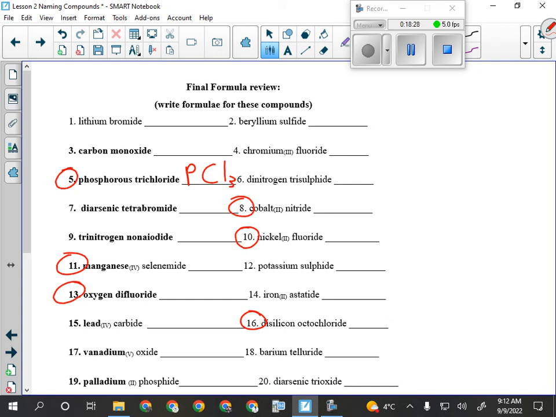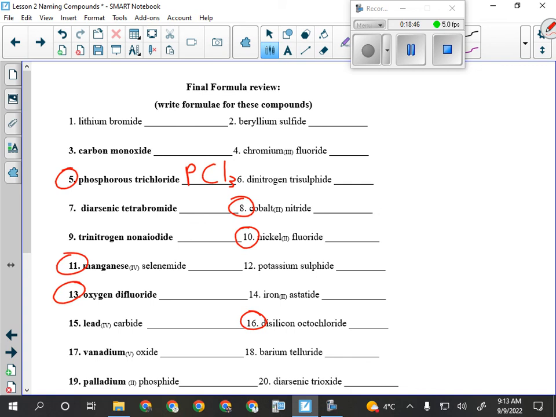Good question came up. Just to reiterate, if there is a 1, it is not written. In terms of, like, this I know is a 1 because there's no number here. So if there's no number, it's assumed to be a 1. Any other number gets the actual number.